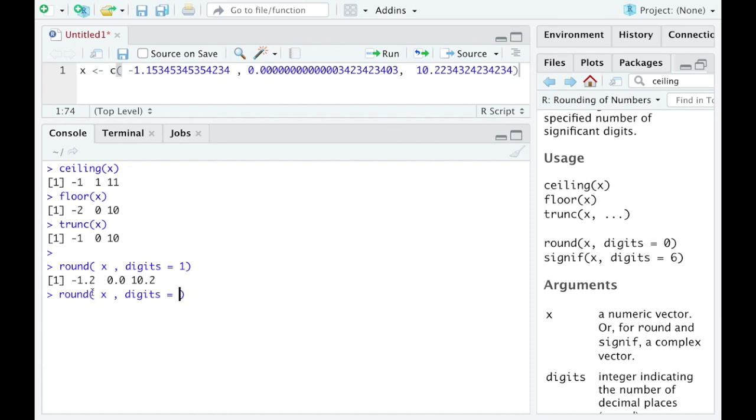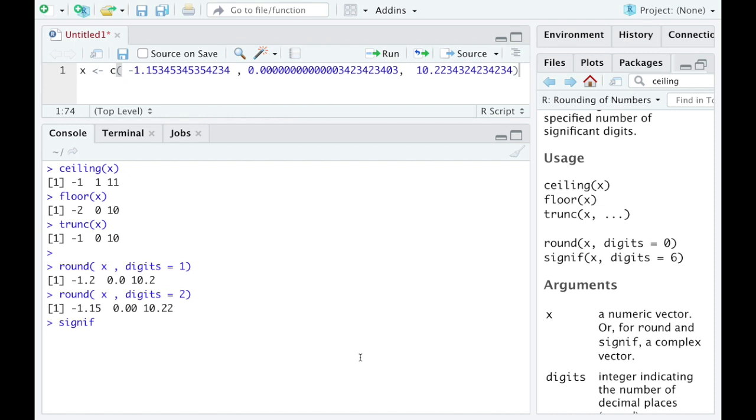Now, if I go to, I don't know, 2 decimal places with it, that 3 doesn't quite get me to the threshold to go down to 6, so I stay up at negative 1.15. This next one's still just a bunch of zeros, and the next one, that 3 doesn't move me either, so I stay at 10.22.